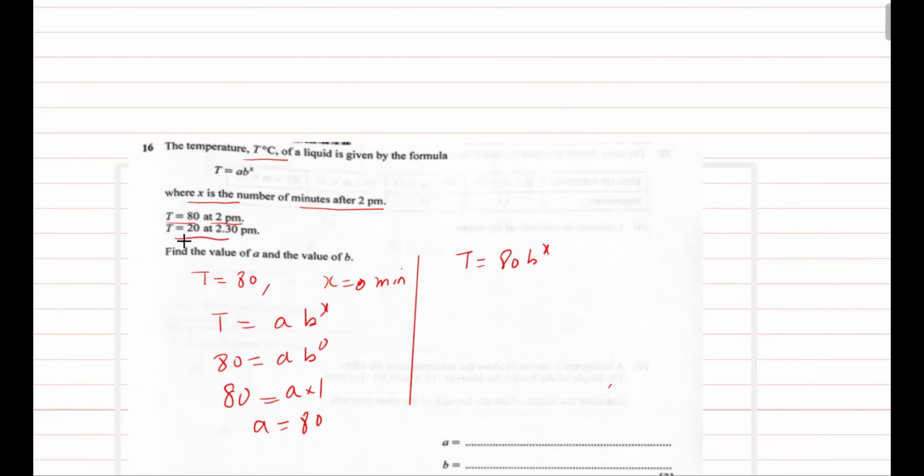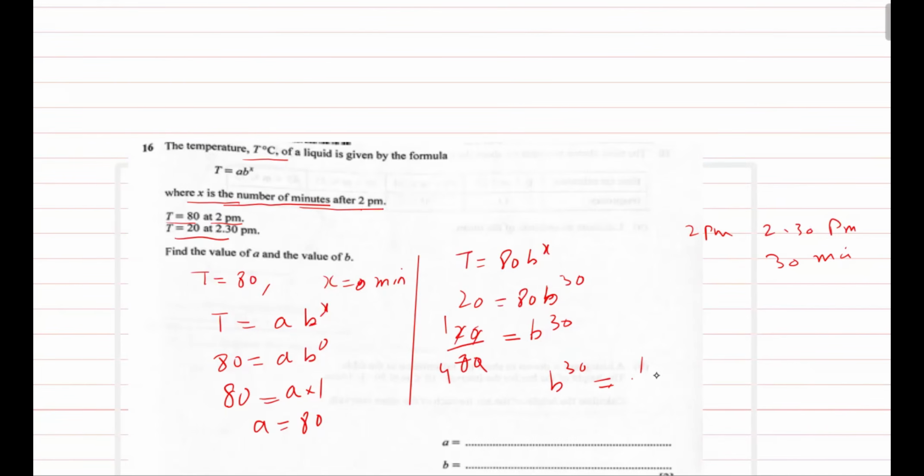In the second case, T is 20. The time is 2:30 p.m. X is the number of minutes after 2 p.m. Therefore, from 2 p.m. to 2:30 p.m., the total is 30 minutes. Therefore, X will be equal to 30 minutes. We can write 20 over 80 equals B power 30, and this is 1 over 4. B power 30 equals 1 over 4.